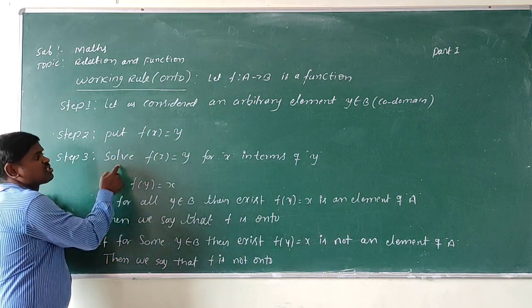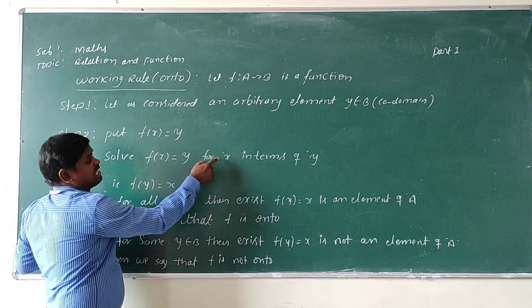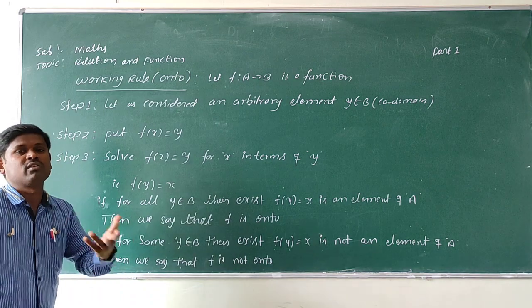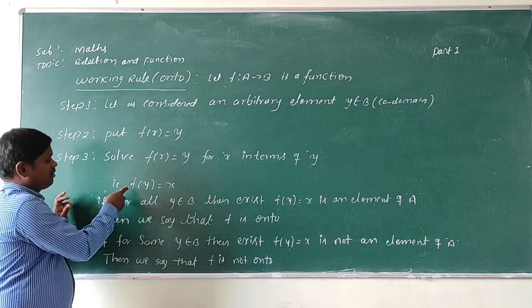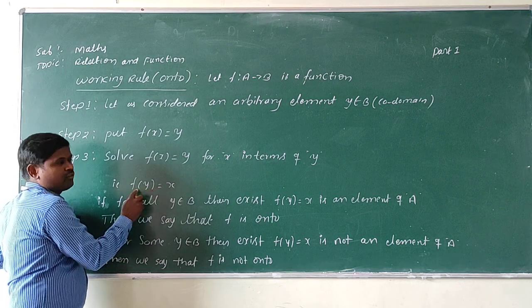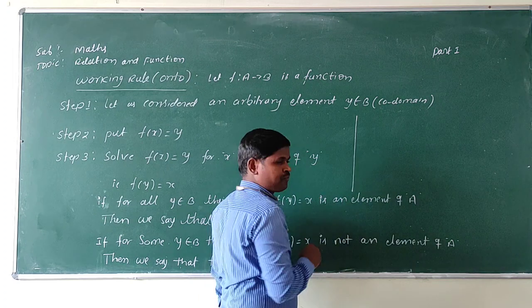Third step is to solve f of x is equal to y for x in terms of y. So you are going to solve the equation for x in terms of y. That is, we get f inverse of y is equal to x.